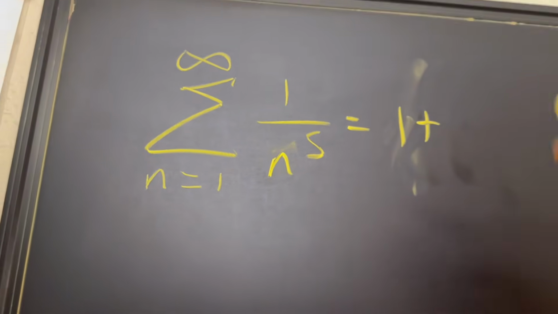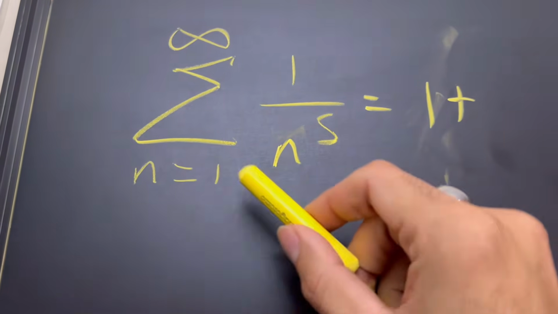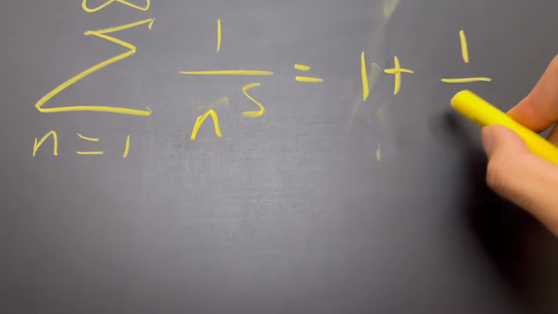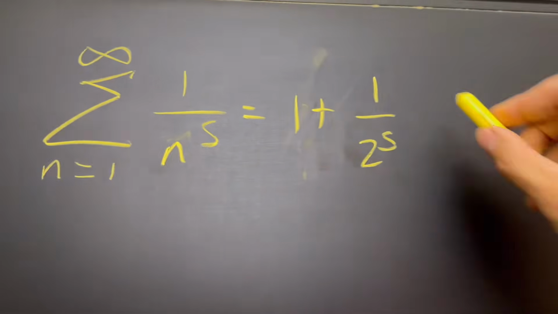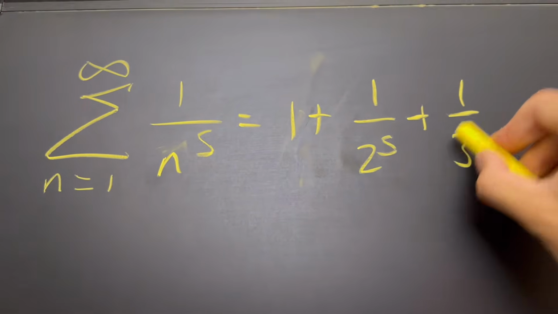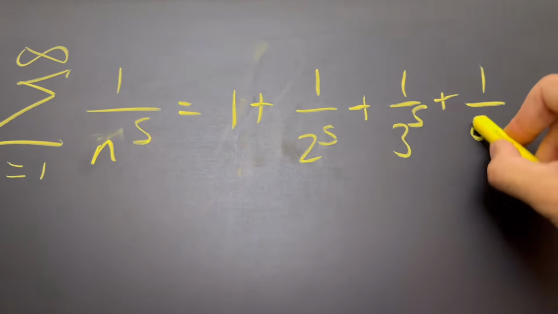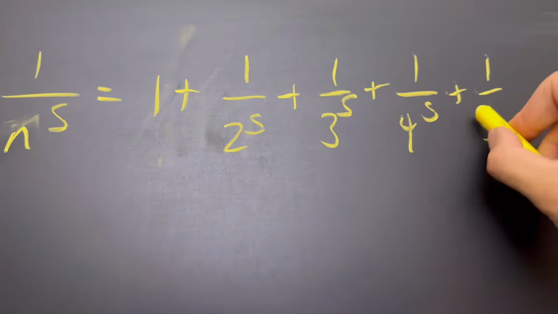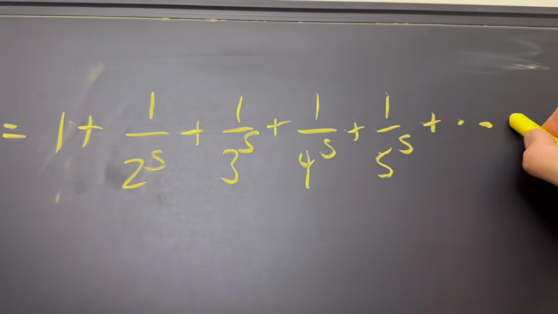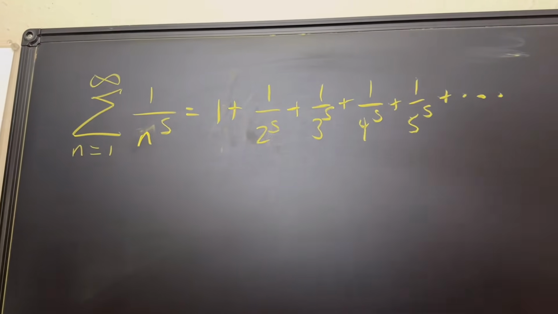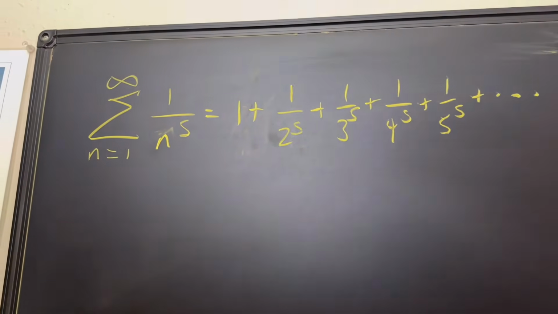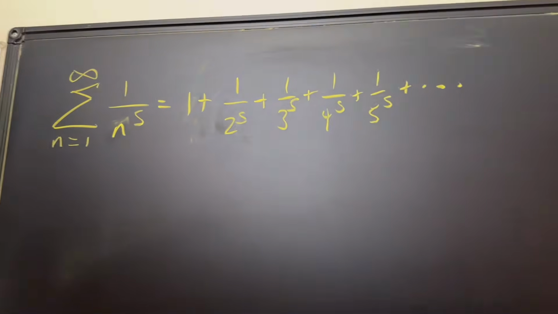And now I'm going to add the next term, which is n equal to 2, which is 1 over 2 to the power of s. And you can continue this pattern by going plus 1 over 3 to the power of s, plus 1 over 4 to the power of s, plus 1 over 5 to the power of s, and this will just continue on to infinity. So what you're doing is finding a sum over every single number from 1 to infinity. So this will go on forever.